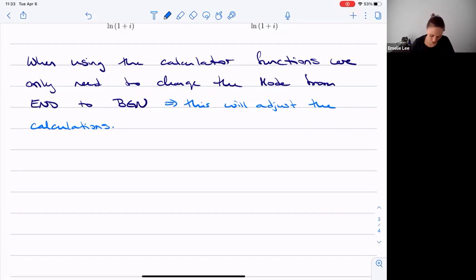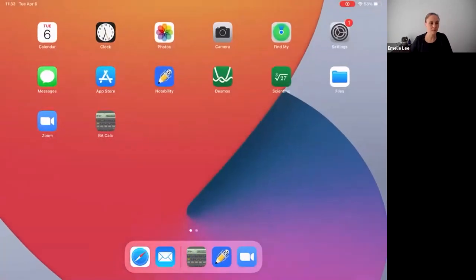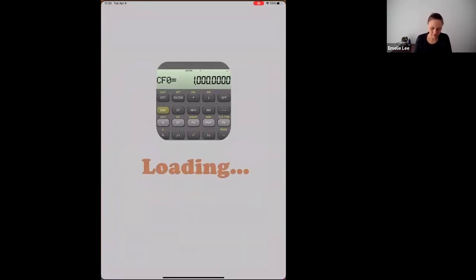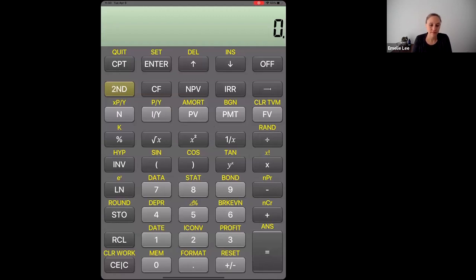We've already done it, but let's go back to our calculator. Okay, so remember, you see the BGN is over the payment button. So if you go second BGN, notice that we're in end mode. That's the default, right? So unless it clearly says the payments are made at the beginning of each month or each year or whatever, then you should be in the end mode.